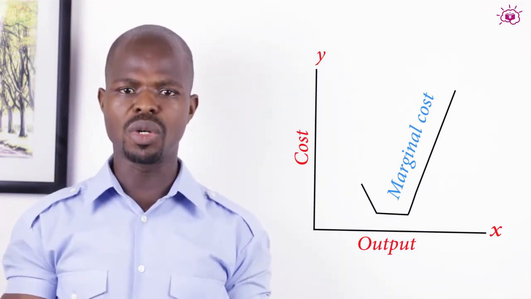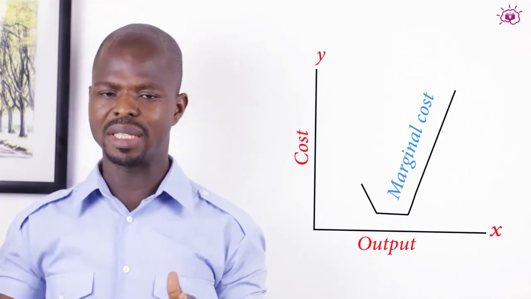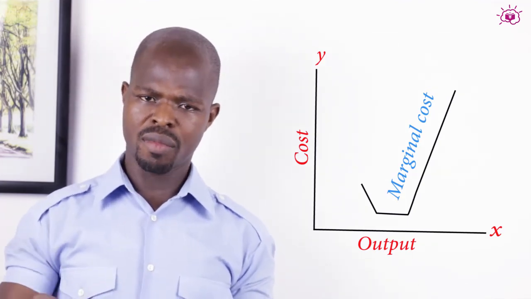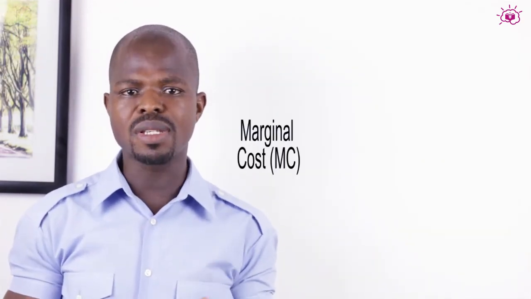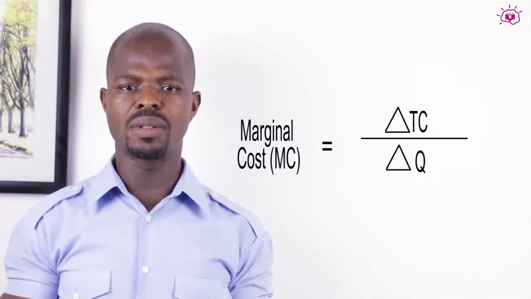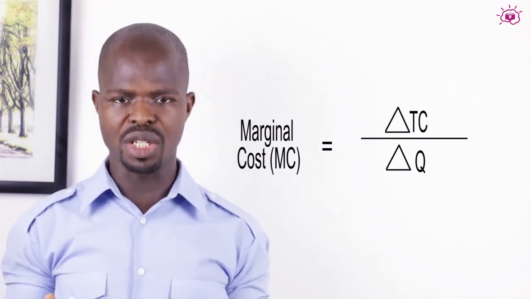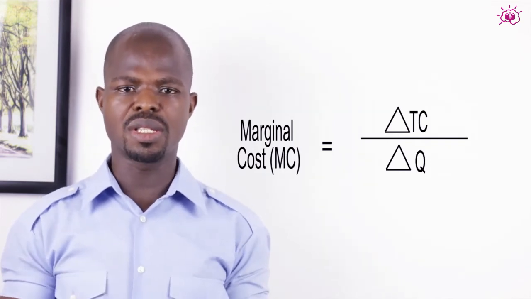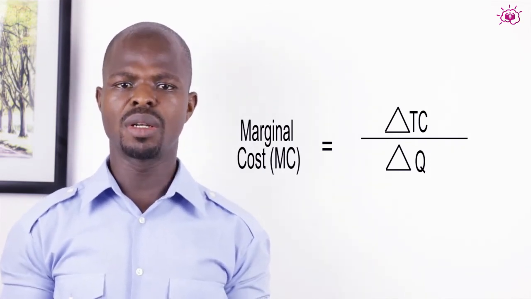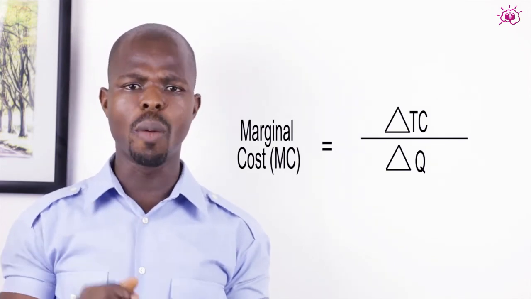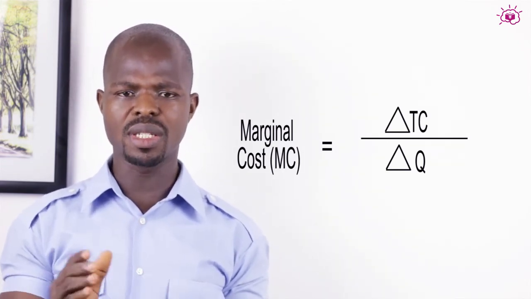Meaning that, as you can see on the graph, you have your y-axis and your x-axis. So the marginal cost has just a little edge upwards. To calculate marginal cost, we have MC equals change in TC, that is change in total cost, over change in output. I mean, MC equals change in TC over change in output level Q. Of course, you can see the triangle. The triangle means a change. So change in TC over change in Q.